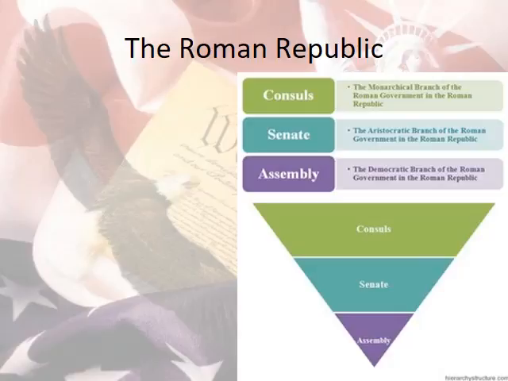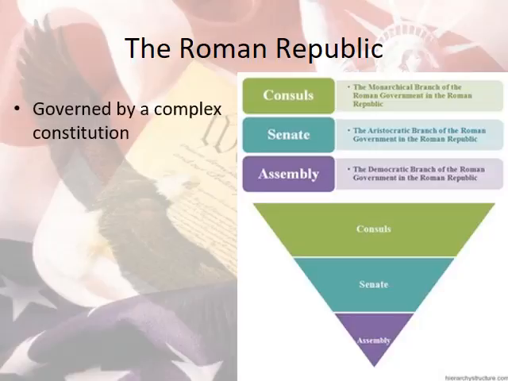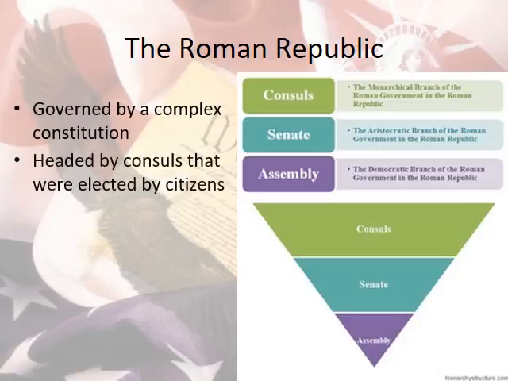The Roman Republic had a three-branch government. The consuls, who were the monarchical branch of the Roman Republic, the executives. The Senate, who was the aristocratic branch, they were the lawmakers. And the assembly was the democratic branch. The Senate and the assembly made the laws, and the consuls enforced them. All right? It was governed by a complex constitution.